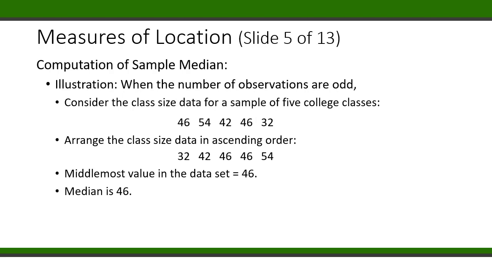So here's an example. We have a class size of 5. We have the different data points. We have arranged them going from smallest to largest, and then we choose out the middle number. Since this is 5, 3 is the middle one. And so this 46 represents the median.